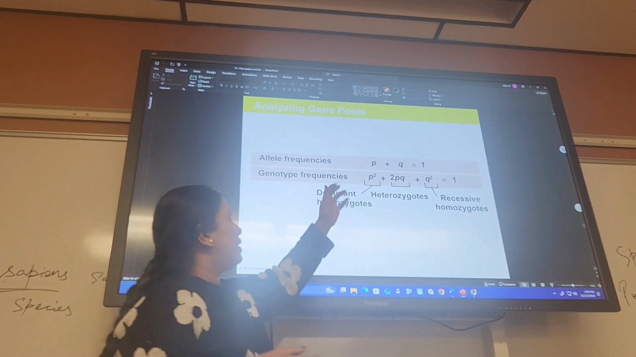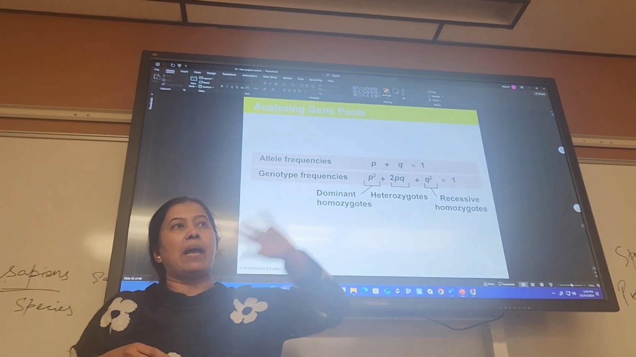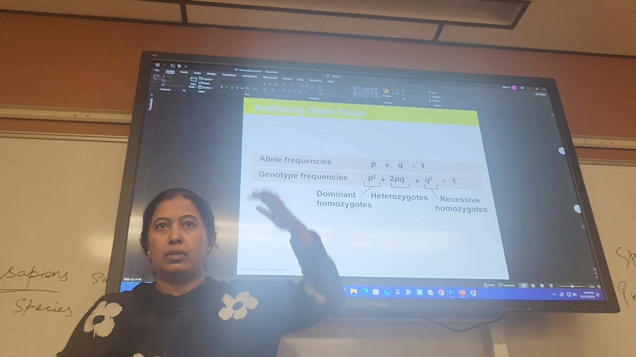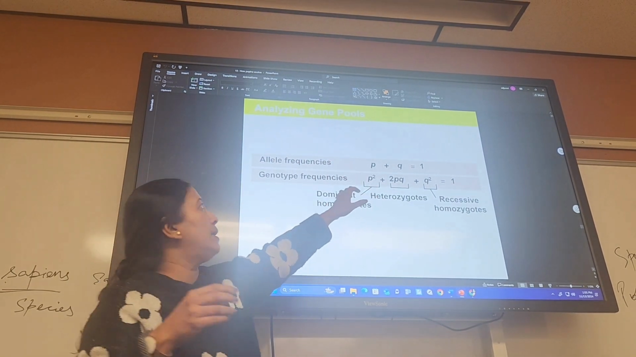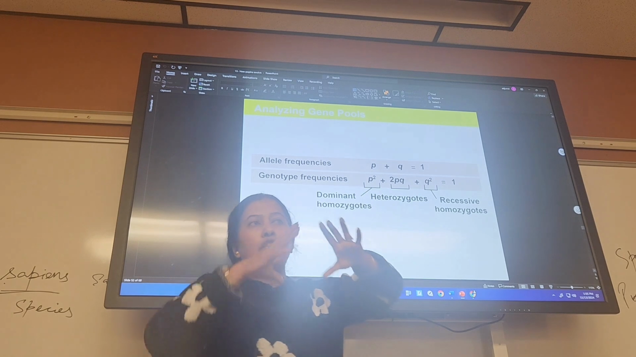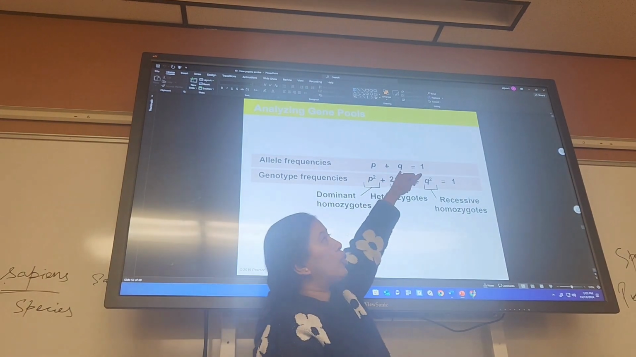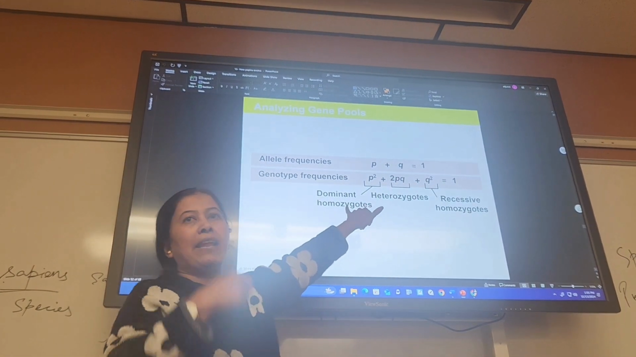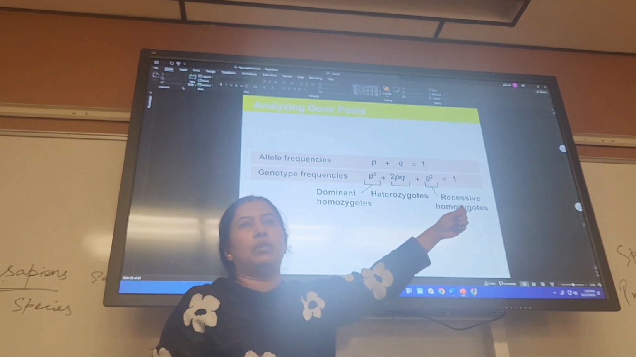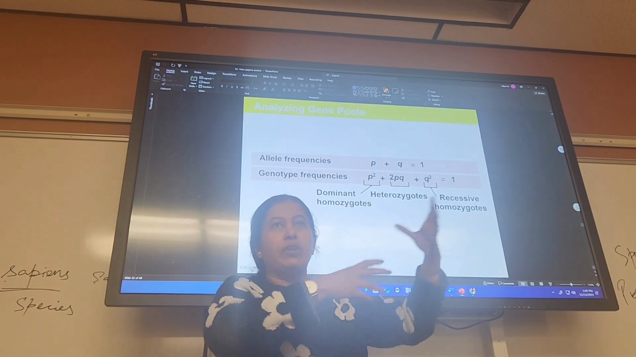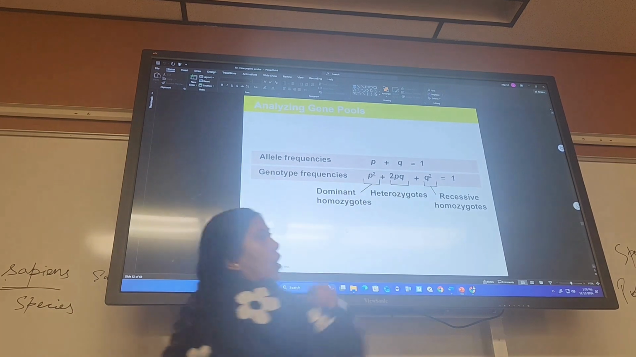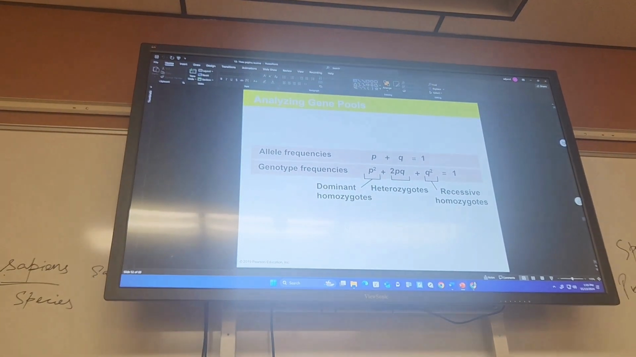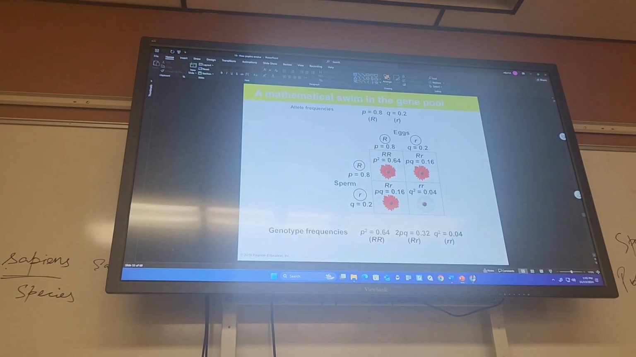Think of it as two traits, the capital T and the small t, the tall height and the short height. So the frequency of the tall allele is, let's say, p. The frequency of the short height allele is q. We do solve problems in genetics using this particular formula, and that equation p + q = 1.